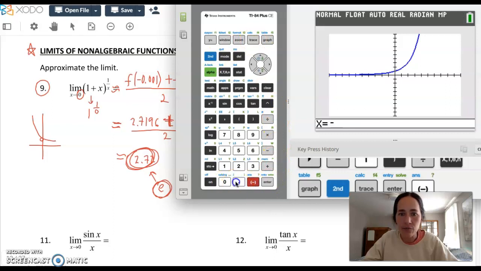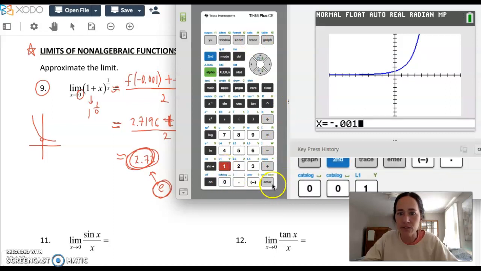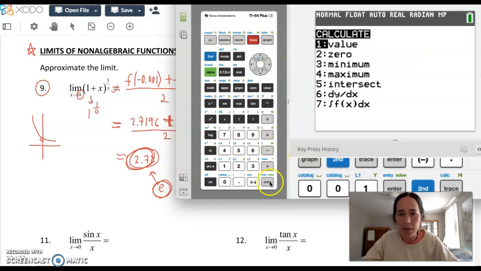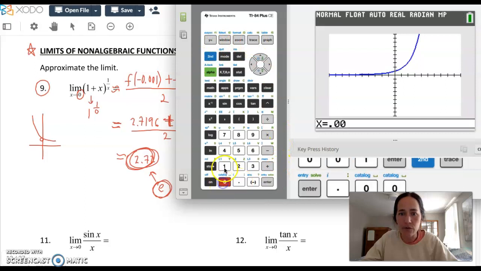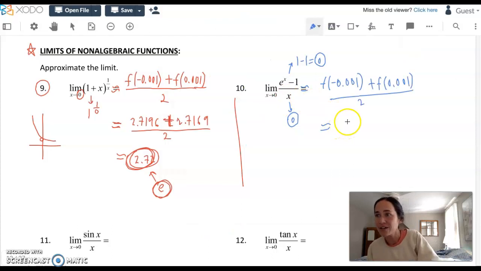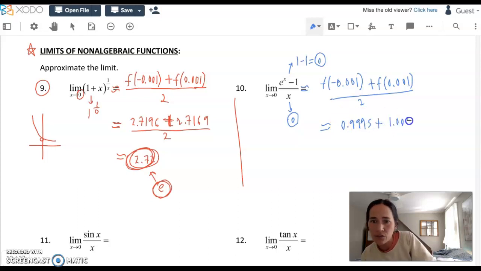So for negative 0.001, let's say, see what this is really close to. So a 0.9995. And then let's see what's happening at positive 0.001. 1.0005. Does this remind you of a certain whole number we could probably guesstimate? I could say 0.9995 was our first output. The second one was just so close to 1, just right above it. If I average these, I get exactly 1.